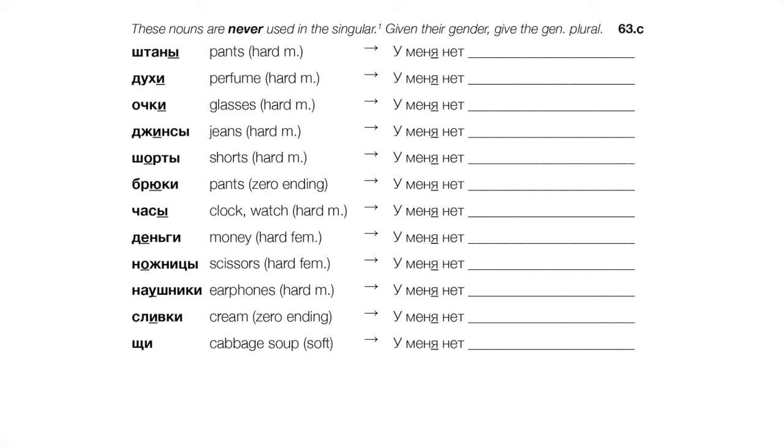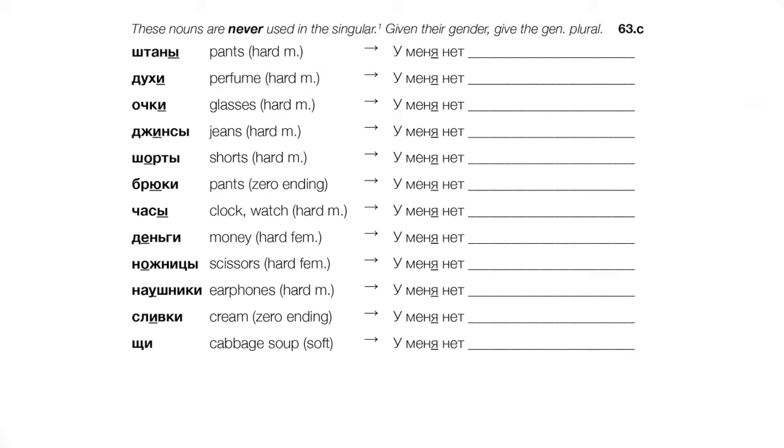Наушники, earphones, meaning literally things you put onto your ears, right? Уши. That's hard masculine. У меня нет наушников. Сливки, this is going to take a zero ending. And again, I'm going to not Google it. I'm putting it into gramota.ru, and I'm going to see what gender it gives me. Okay, again, it doesn't even list gender. Okay, so ultimately it doesn't really matter, I suppose, right? As long as we know the forms.